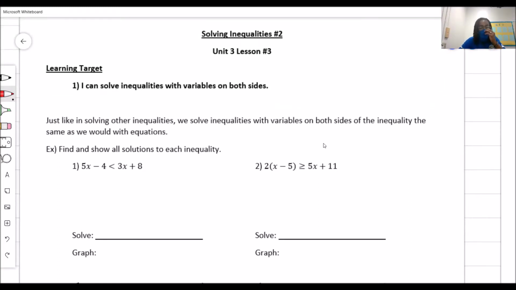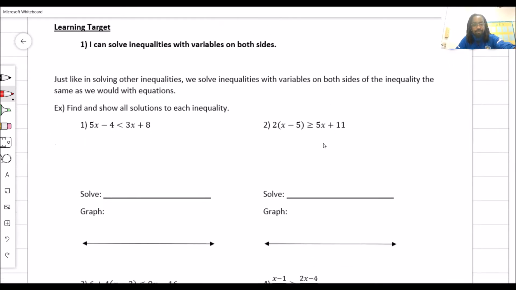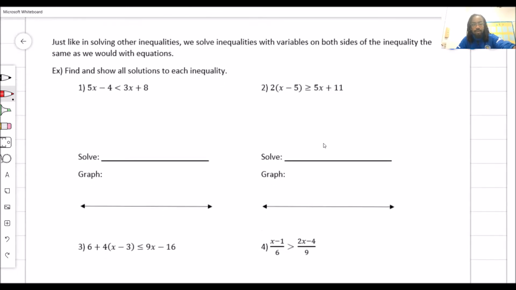Today we're going to solve inequalities number 2. At the end of this video, you should be able to solve inequalities with variables on both sides. Just like solving other inequalities, we solve inequalities with variables on both sides the same as we would with equations. So we're really just going through some problems here. Follow along, try them out on your own.